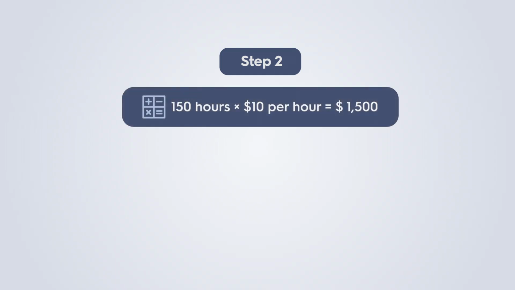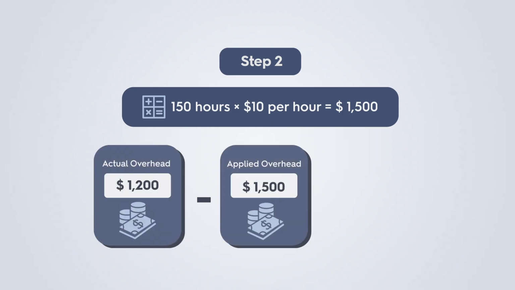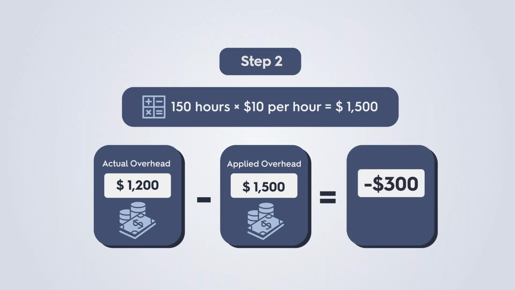Step 2 is to calculate applied variable overhead. We multiply 150 standard hours by $10 per hour, which gives us $1,500. Now compare actual overhead of $1,200 with applied overhead of $1,500. The difference is negative $300, which means a $300 favorable variance because the company spent less than planned.